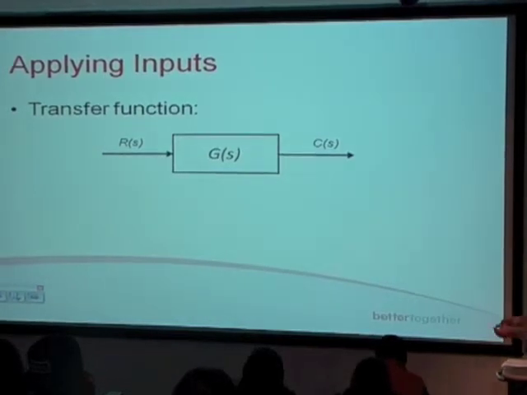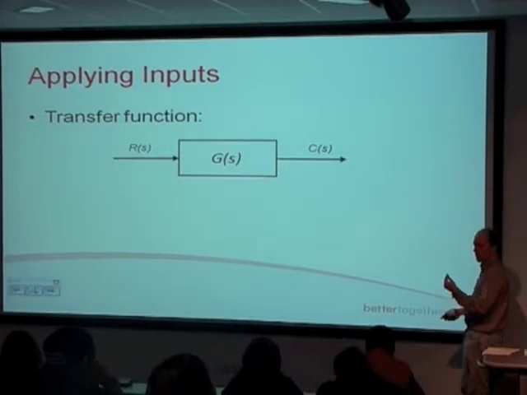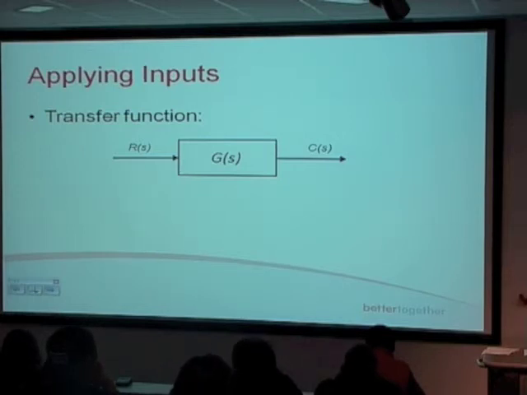R of S is our input, and so for a step, it's going to be A upon S. For a ramp, it's going to be A upon S squared, and for an impulse, it's going to be A. So that's our value for R of S. G of S depends on your system. Okay, you've got a tank, we know what the transfer function is, all those sort of things.